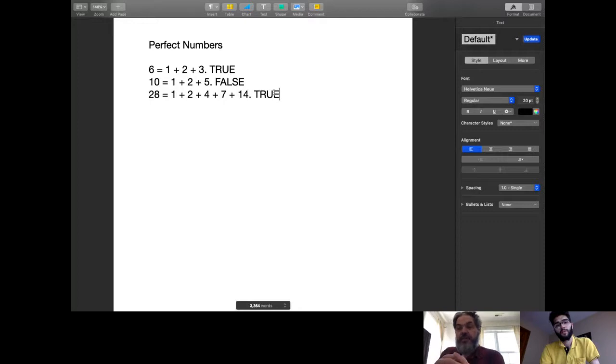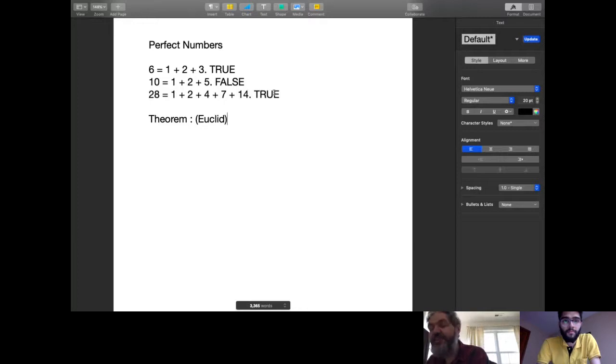Now, we have this theorem. Let's just state the theorem and then very quickly explain what it does. So the theorem is, and it was known to Euclid, so let's say in parentheses Euclid, whether he invented it or someone else discovered it and he recorded it. But in any case, it was known to Euclid.